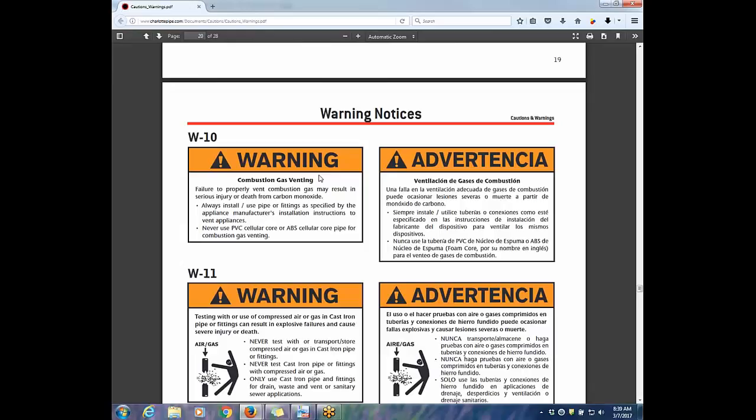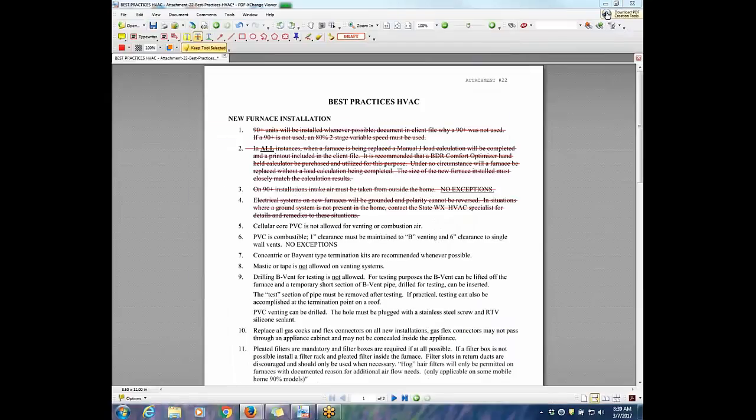So even though the furnace manufacturer says you can do it, and we all kind of default to what the manufacturer says, the manufacturer of the product says don't do it. And at the end of the day, the cost difference between cellular core and solid core is like pennies. So I'm still of the opinion, don't use cellular core to vent your appliances. It's just not a durable product that will hold up over time. Anyone want to weigh in?